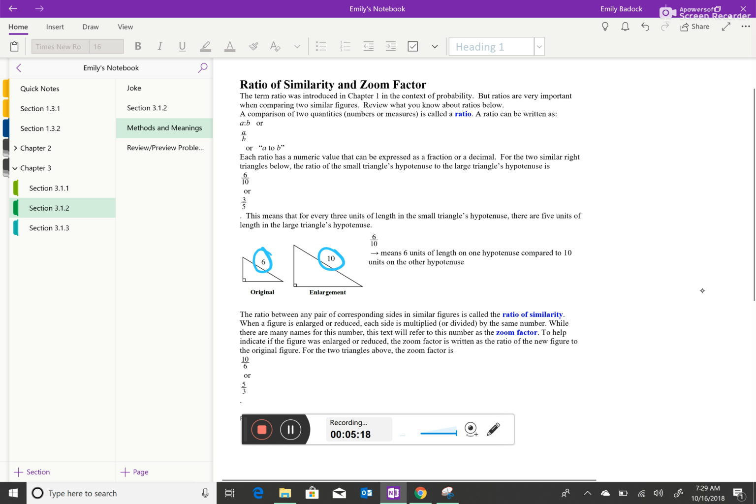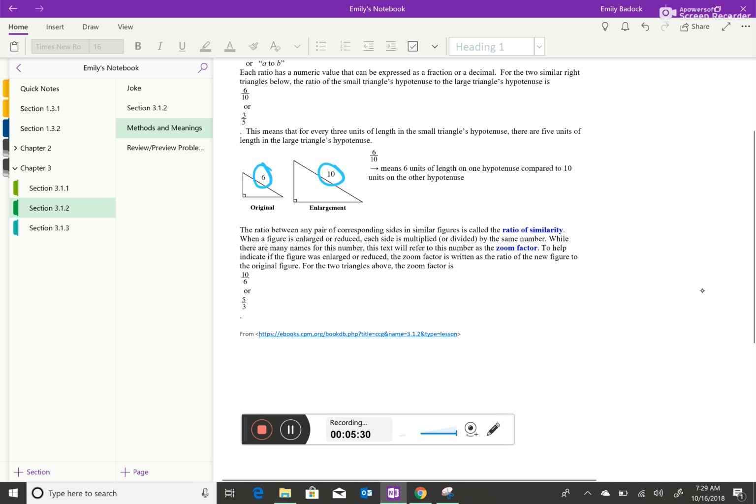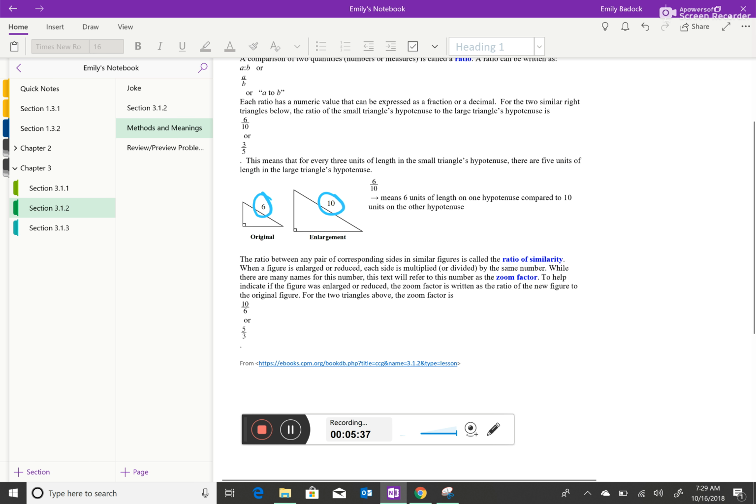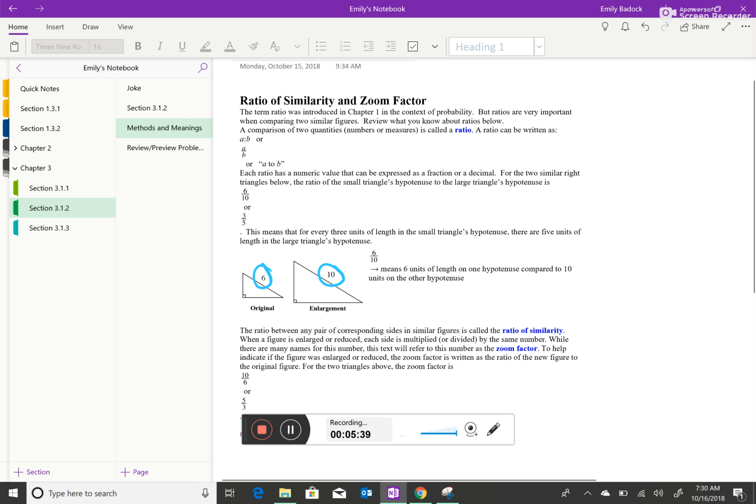And since they're both the hypotenuse, we can compare those. We can look at those together. So the ratio of similarity of that would be 6 to 10, or you could say 3 to 5. You can see below they said 10 to 6 or 5 to 3. So those are our zoom factors and our ratios of similarity. So the hardest part about this is knowing what sides correspond to each other. So making sure that you're comparing the right sides and you're looking at the right ratios here.